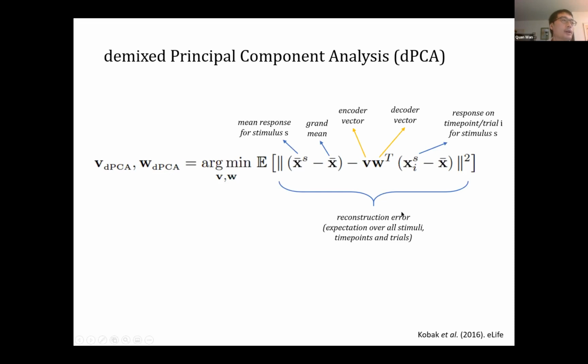This way you can capture the variance that's specific to a certain task parameter, in our case the stimulus. So we use this W vector. Like PCA, you can order the different components by the variance explained, so we can choose the top two dPCA components to construct the two-dimensional subspace.